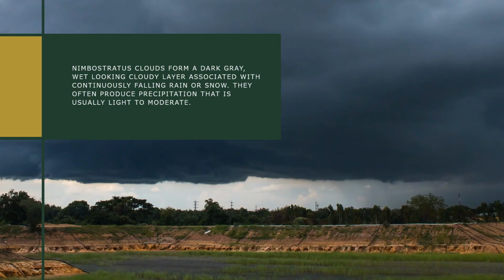Nimbostratus clouds form a dark gray, wet-looking cloud layer associated with continuously falling rain or snow. They often produce precipitation that is usually light to moderate.